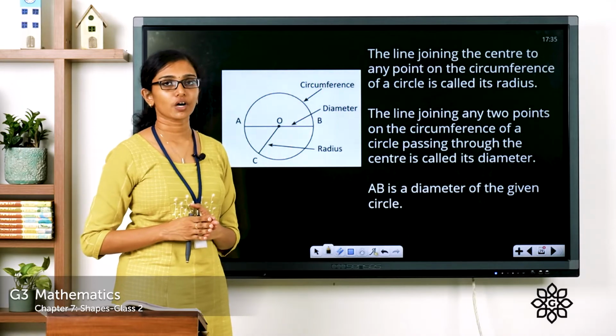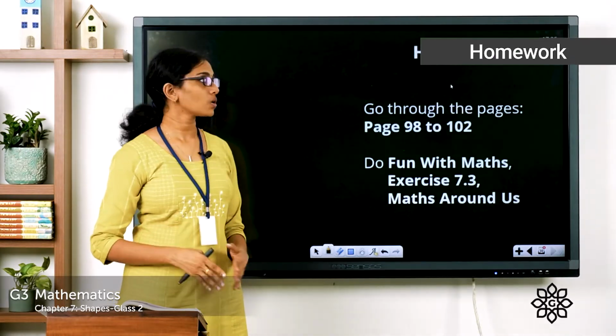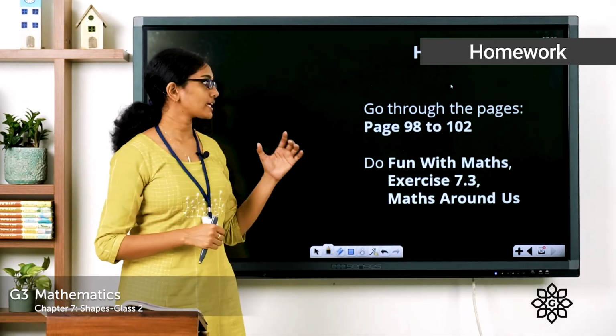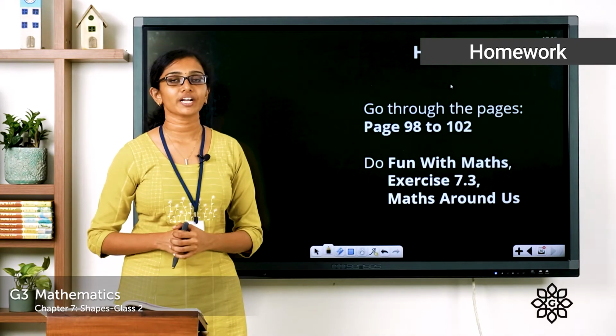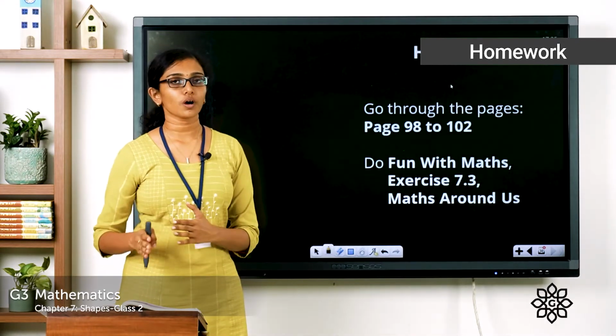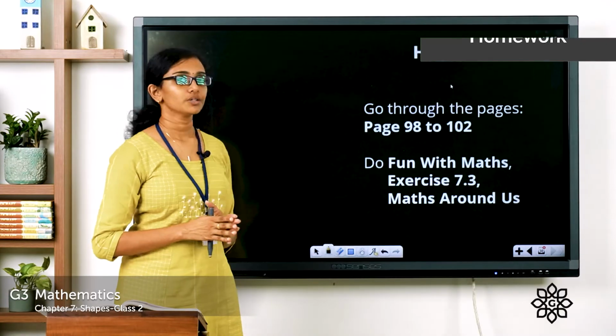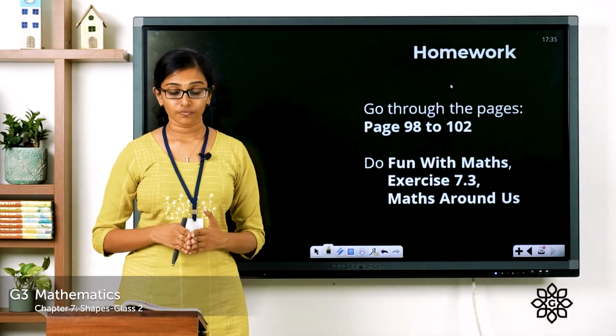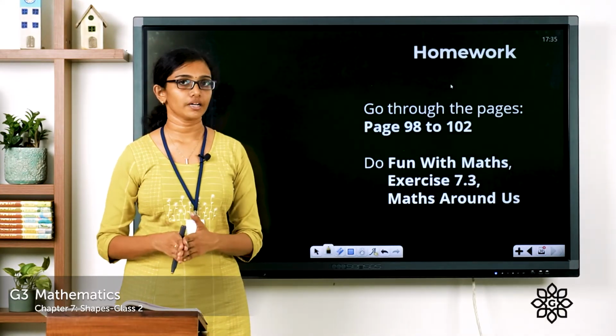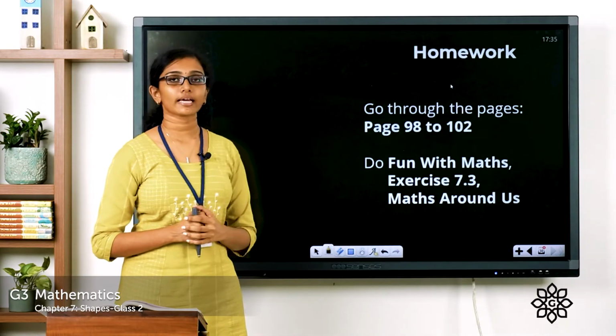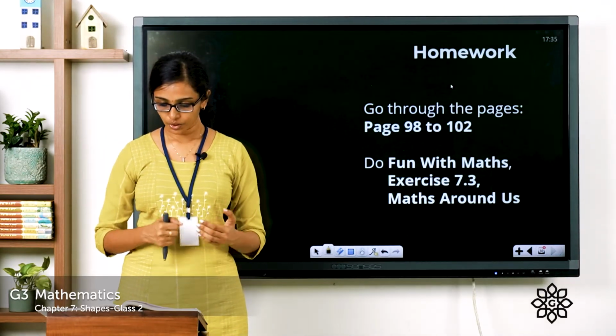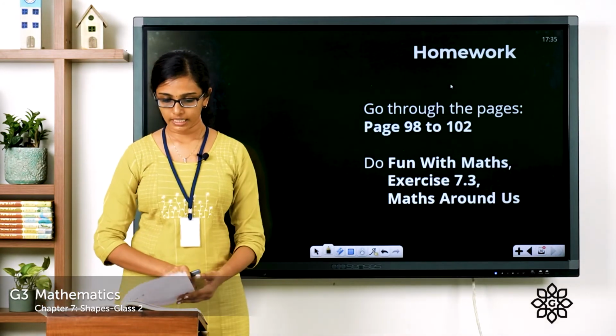Hope you are clear with these concepts. Now, we can go through all these topics from page number 98 to 102 of your textbook. Go through all these topics once again. Then you have to do an exercise, Fun with Max, which is in page number 100. Also, you have to do exercise 7.3, which is in page number 101.